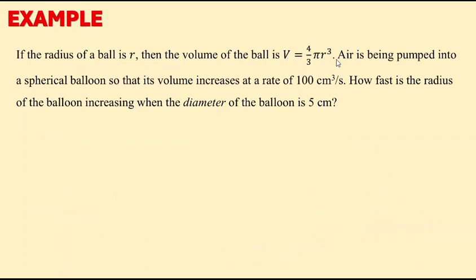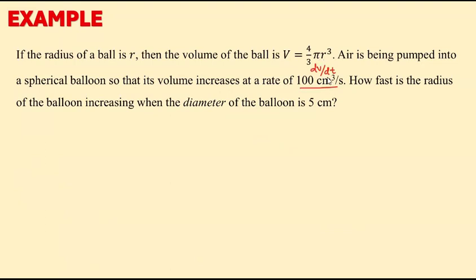You know this. Air is being pumped into a spherical balloon, which is just like the ball, so that the volume is increasing, right? So that its volume increases at the rate of 100 centimeter cubed per second. So that is dV over dt, the change in volume with respect to time, is 100 centimeter cubed per second. That means the radius is measured in centimeter, time is measured in second.